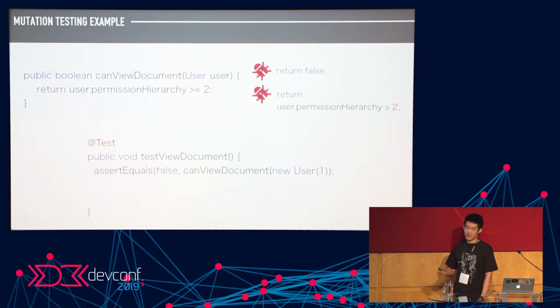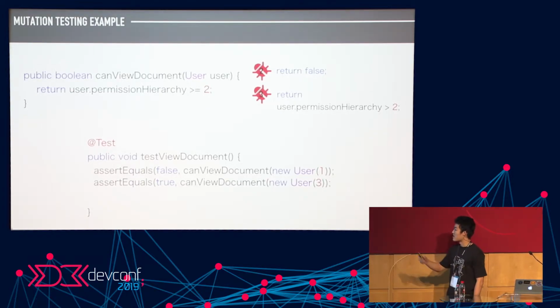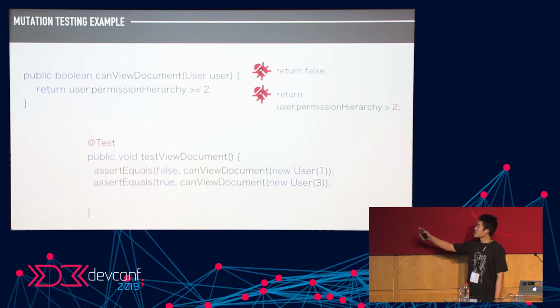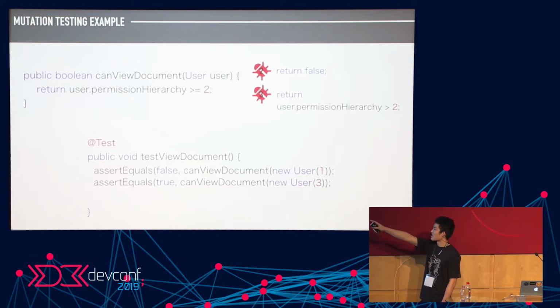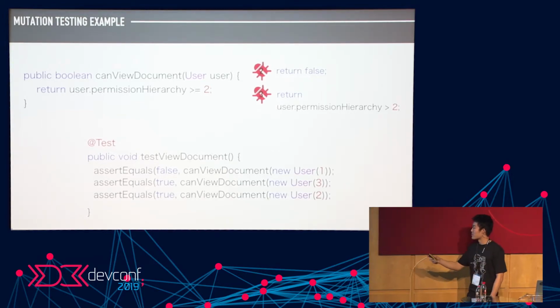Let's kill the second mutant first. To kill the second mutant, we have to add an assertion to check whether the method returns true. So let's quickly do that. For example, permission level 3 should return true. And with that test case, we have killed the second mutant. We can also kill the third mutant, because the third mutant just removes the equals, and we can kill that when we introduce an assertion that tests for permission level 2.